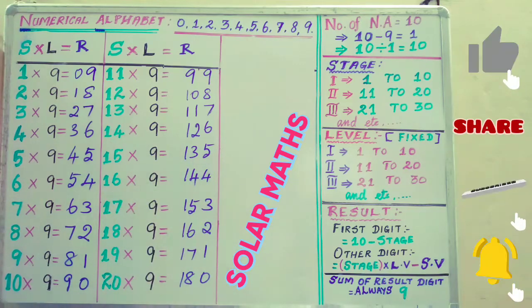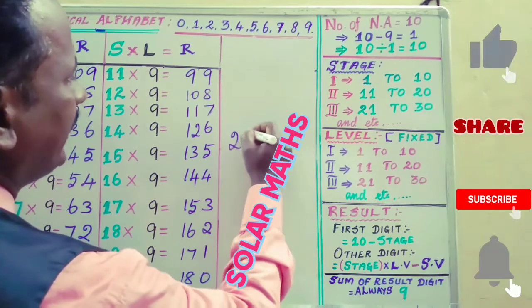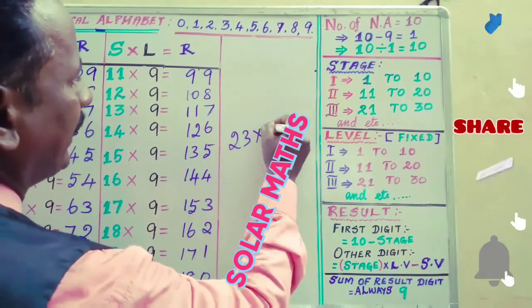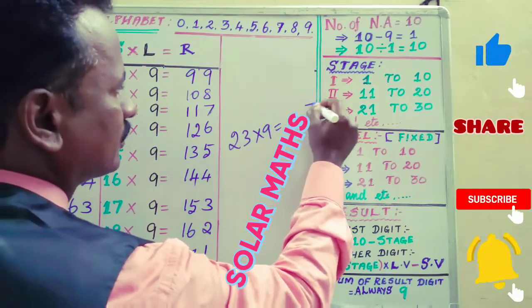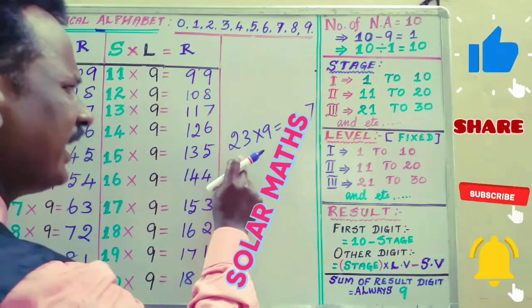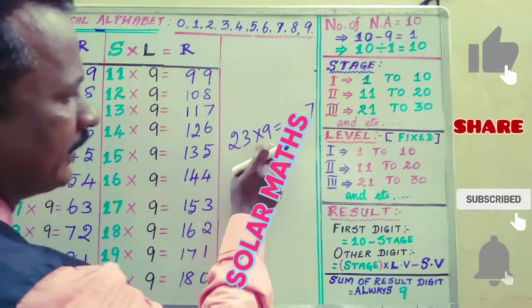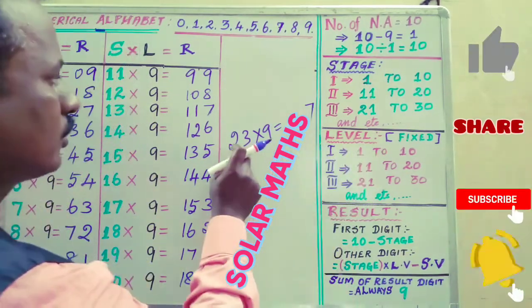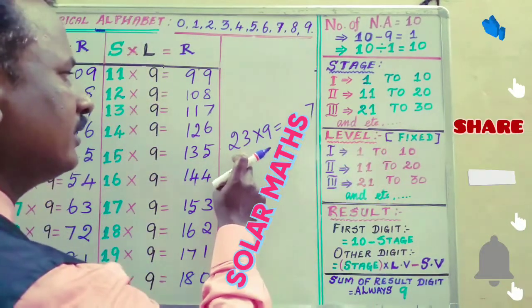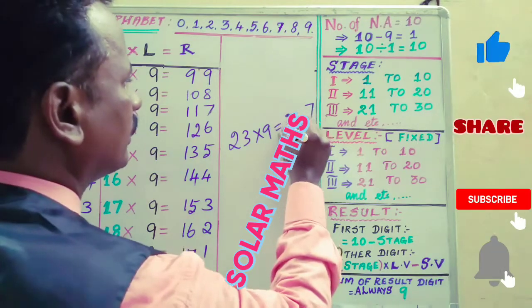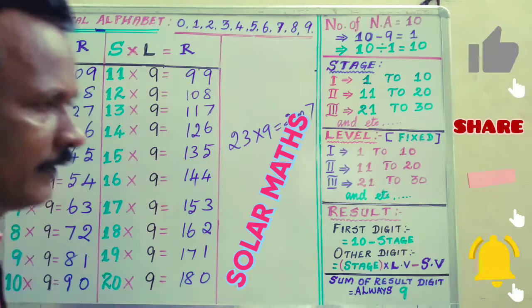At the same time, if you want to do other numbers, suppose 23 into 9 is equal to, here 3. So the first digit is 7. 23 into 1 is 23 because 9 is the first level value. 23 is the third stage value. So 23 minus 3, that is equal to 20. So 23 into 9 is 207.